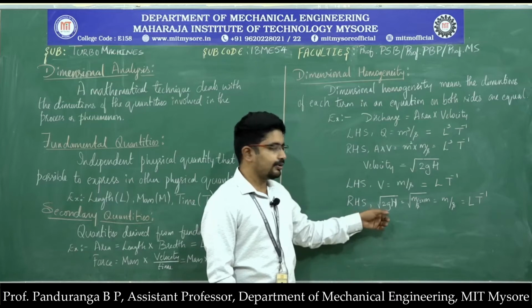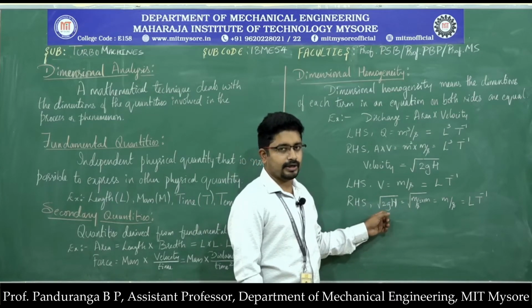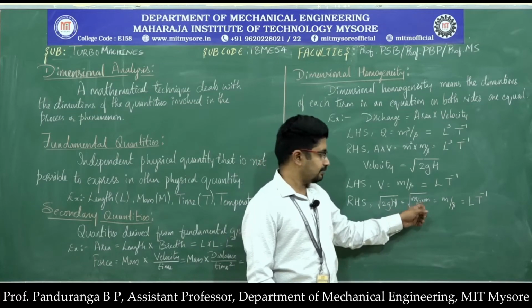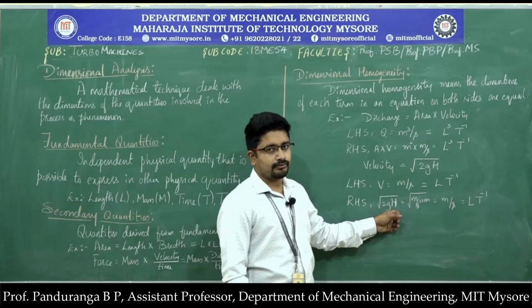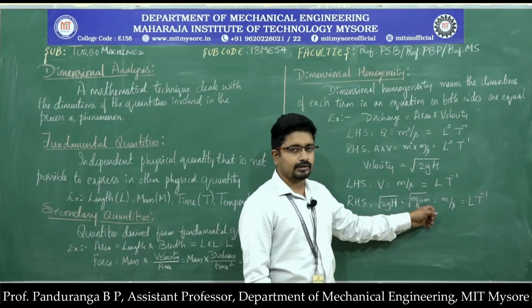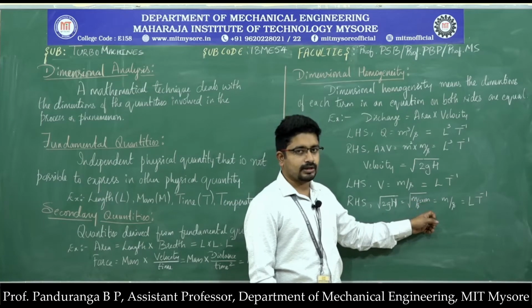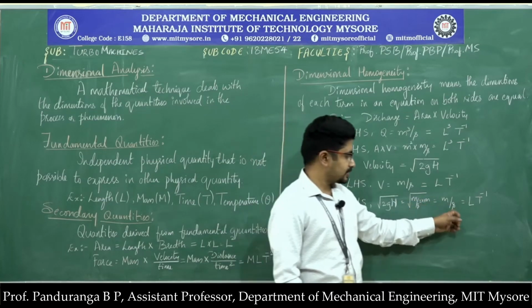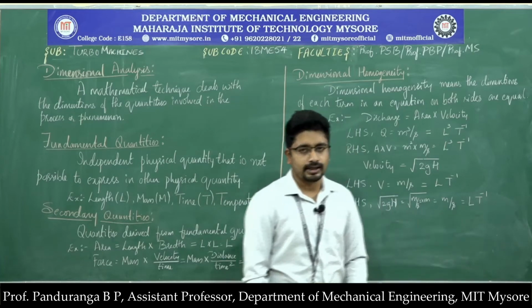On the right hand side we have root of 2gh. 2 is a numerical constant, so it doesn't have any units. g is acceleration due to gravity, which has a unit of meter per second square, and h is the height or head of the fluid, so it has a unit of meter. So here we have meter square divided by second square, and we have root. So root of meter square by second square will be meter per second, which has a fundamental dimension of L into t to the power of minus 1.